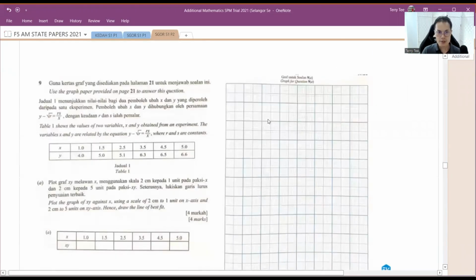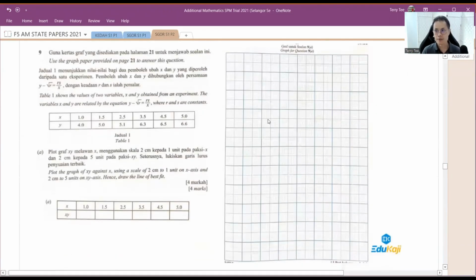Okay, next question. Question 9. This is Form 4, Chapter 6, Linear Law. Here we have a table that shows the values of two variables x and y related by this equation, y minus sub r equals r s over x, where r and s are constants. So you're supposed to plot xy against x.